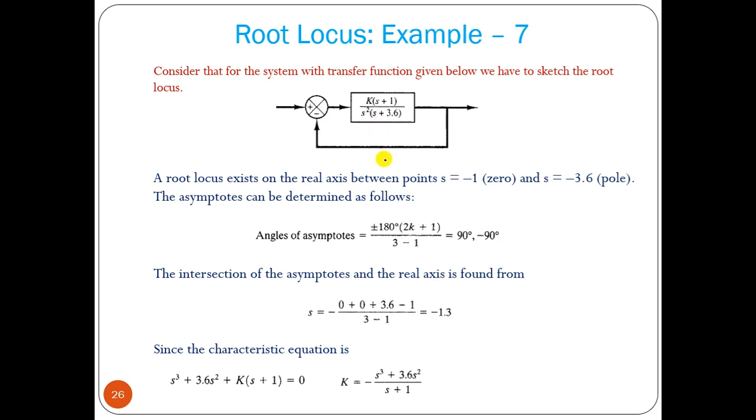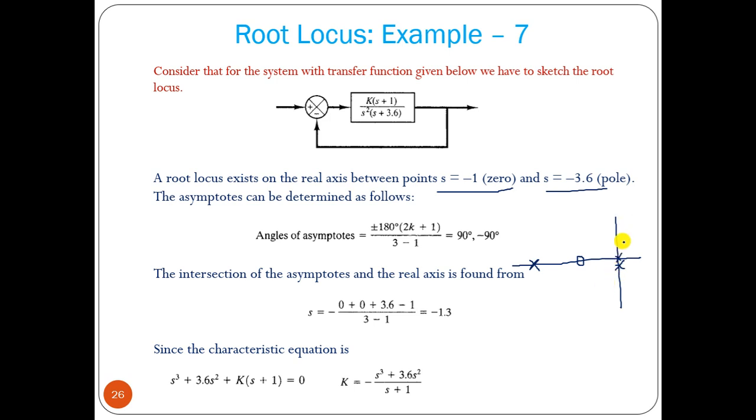Similarly we can solve another problem. Here we have a zero. So what we can say, we have a zero at minus 1, one pole at minus 3.6, and two poles at origin.